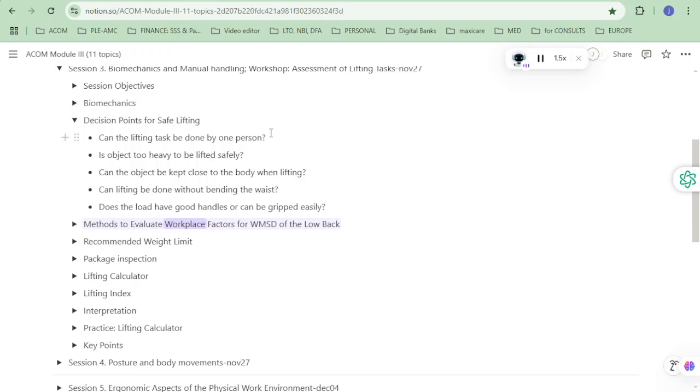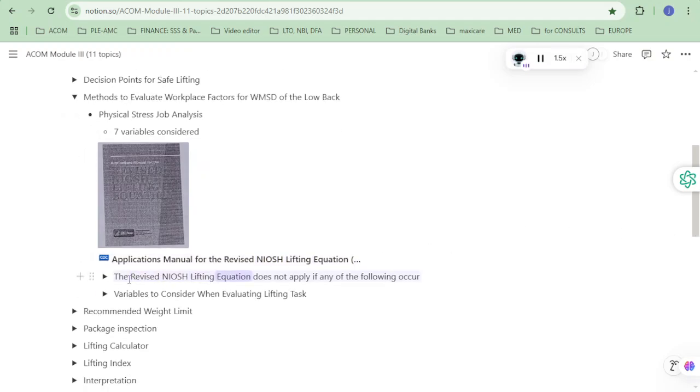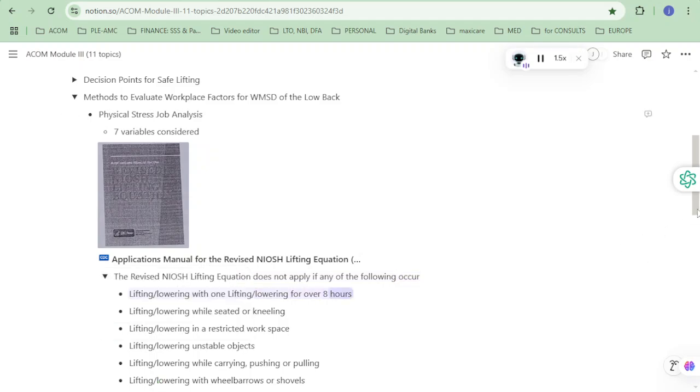Methods to evaluate workplace factors for WMSD of the low back. Physical stress job analysis, 7 variables considered. Applications manual for the revised NIOSH lifting equation. The revised NIOSH lifting equation does not apply if any of the following occur. Lifting/lowering for over 8 hours.